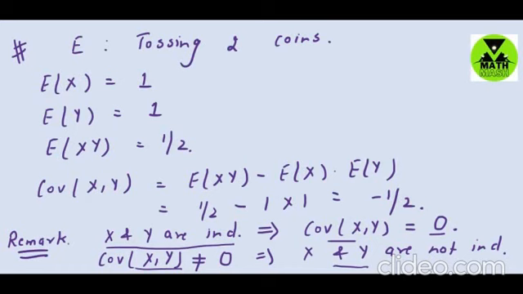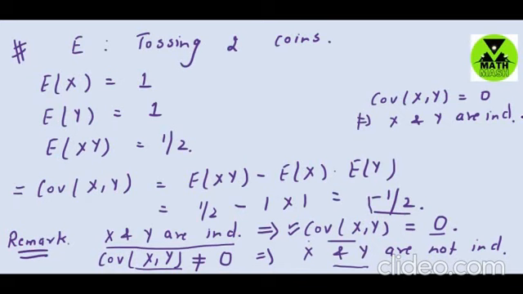But if we have covariance of x comma y equal to 0, we cannot say that x and y are independent. They can be independent, they cannot be independent. So this is not the converse statement, but from here we can conclude that if covariance is not equal to 0, then x and y are not independent. So in this case, if you look at this, that covariance is not equal to 0, then we can say that the two random variables are not independent.